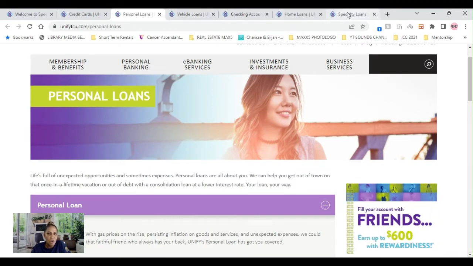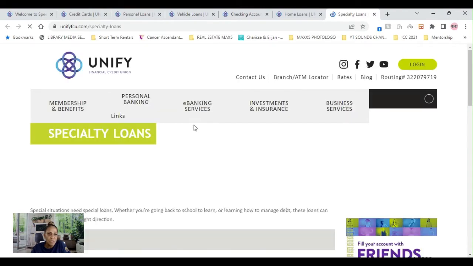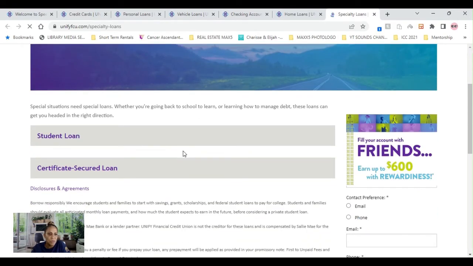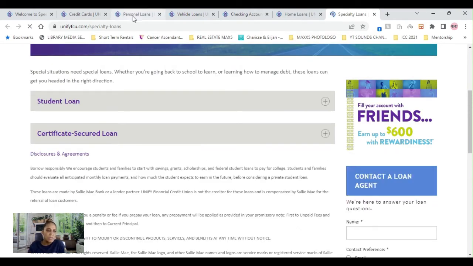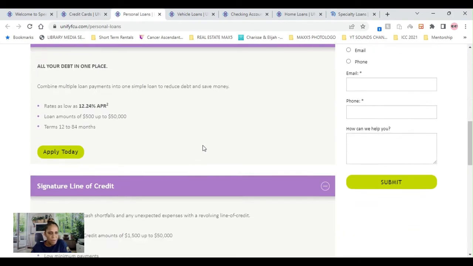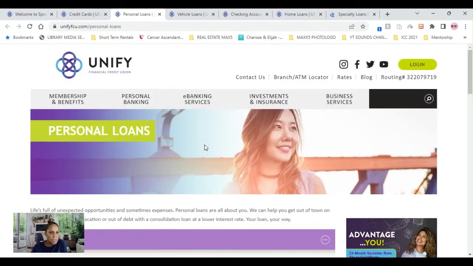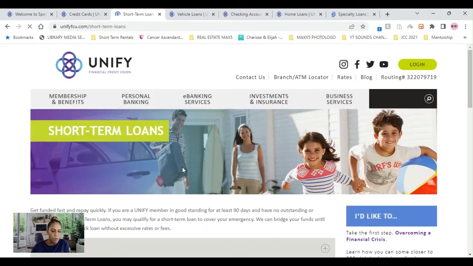They also have what's called specialty loans. Their specialty loans, I really, really like those as well. They have what's called student loans. They have certificate secure loans. Let me see what else. I'm looking for the other type of loan that they have. Did I pass it? Where did it go? Personal. Oh, here it is. I didn't open this one up. Let's open up these short-term loans. And I think these are wonderful.